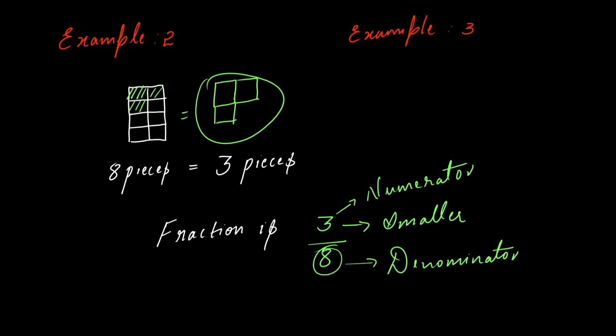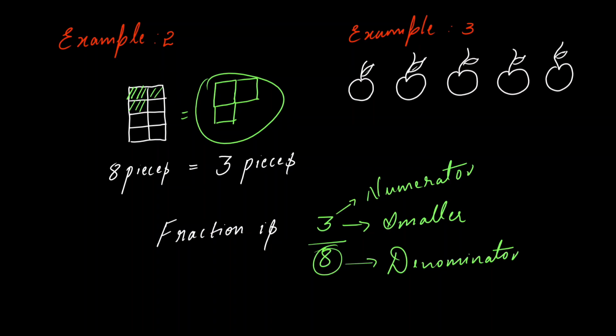So let's see the last example. Suppose there are 5 apples. These are the 5 apples in your basket. And you take 2 apples. So you took 2 apples from the basket. And that means you took 2 out of 5 apples. So the fraction will be 2 by 5.